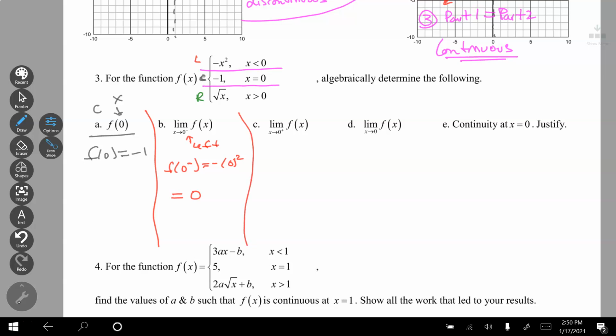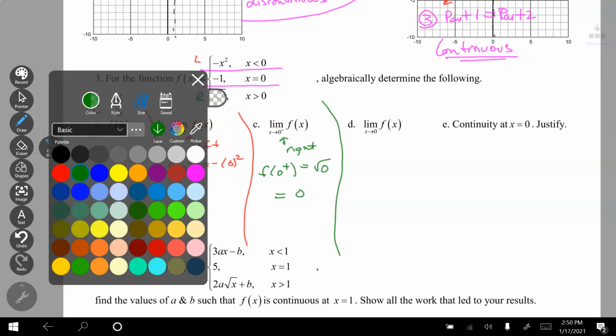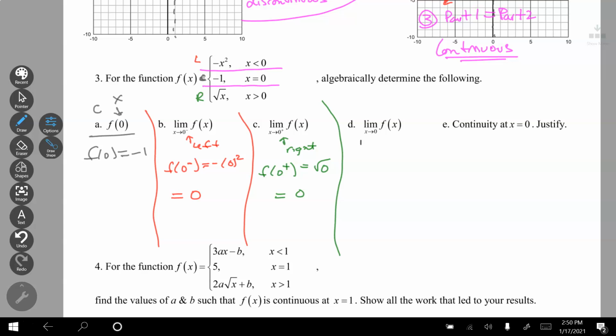Now let me do it from the right. Because that plus sign means from the right side, so now I'm going to do f of 0 from the right piece, and that's going to be the square root of 0. That is also equal to 0. So my left side is equal to 0, my right side is equal to 0. So in general, this is from both sides, and since the left is equal to the right, my limit as x approaches 0 of the function is equal to 0, because I have shown from part B and part C that the left is equal to the right.